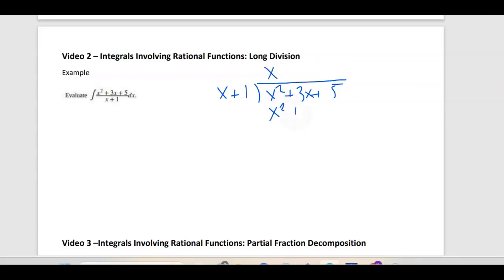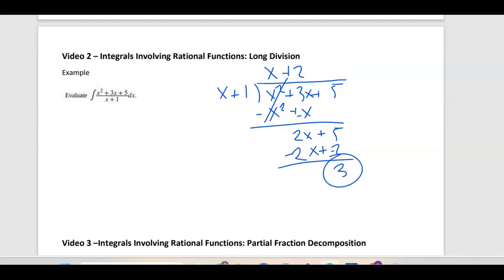x times 1 gets me x. I then subtract those. I get 2x plus 5, so plus 2. 2x plus 2, subtract, and I'm left with 3. So this rational function is the same function as x plus 2 plus 3 over x plus 1.